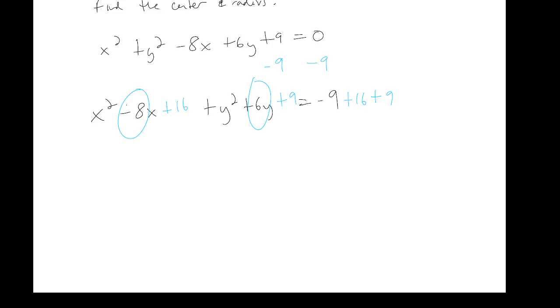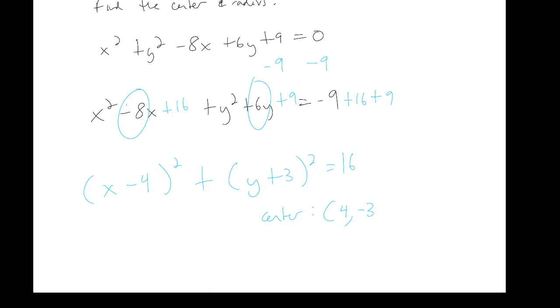All right? So now I've got my x's, and I'm going to create my little binomial square. Half of negative 8 is negative 4, so x minus 4 squared. Half of positive 6 is 3. And then now I just need to take this sum. Negative 9 plus 16 plus 9 is 16. My center, so h and k, right next to x, the opposite is 4. And next to y, the opposite, negative 3, right? This guy right here, this is where I got my 4.